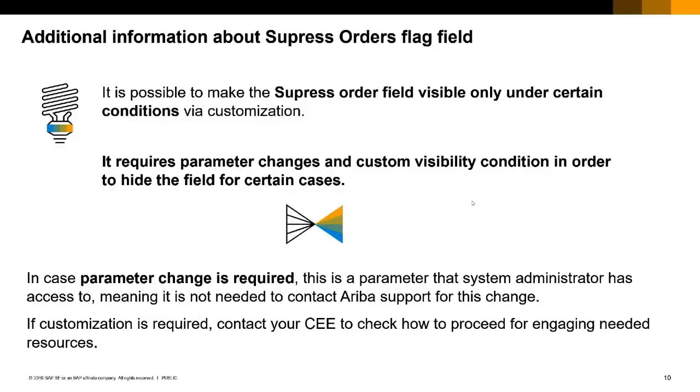As a final note related to the suppress orders flag, we have seen how once it's enabled, which can be done by your system administrator, all users can see it in the requisition header along the purchasing process, preparers or approvers. However, it's possible to restrict the visibility of this field via customization. In case you are interested, contact your CEE to know how to involve the necessary resources.